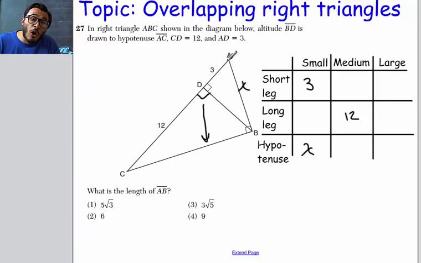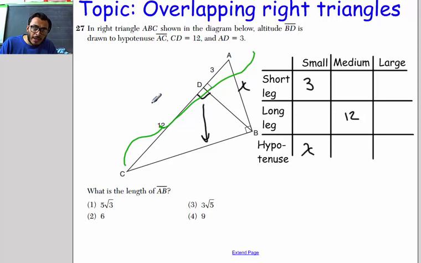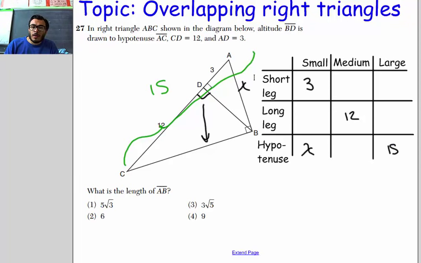Now, for the large triangle, I'm going to start with the hypotenuse. The hypotenuse of the large triangle is 15, right? And this whole line is the hypotenuse. So I'm going to write 15 here for the hypotenuse. Now, the long leg is blank, but the short leg is X. So I'm going to write X here.